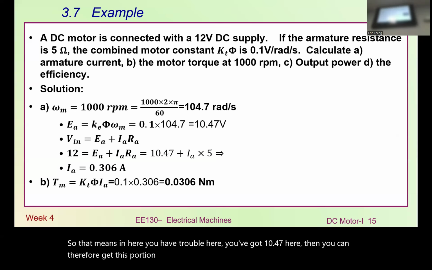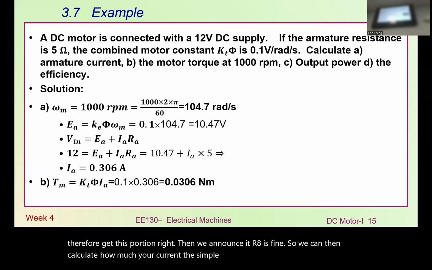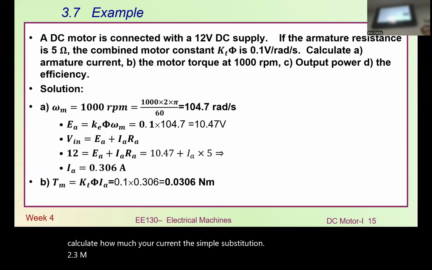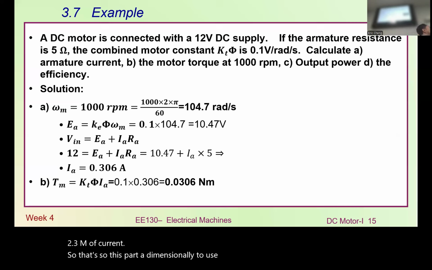That means now, IA times RA, with RA being 5, so we can then calculate the armature current by simple substitution. Then you can get a current of 0.3 amp. So this part A directly uses the basic voltage equation.